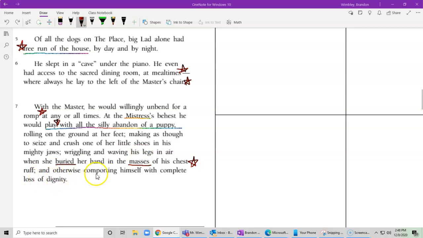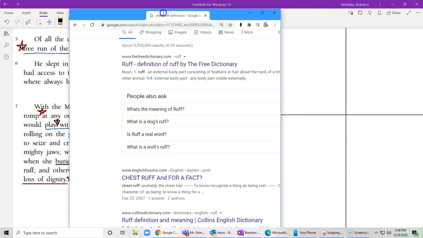And otherwise comporting himself with complete loss of dignity. So loss of dignity means he doesn't care what he's looking like or how he's acting because he has so much more fun. Now, this word, comporting, I'm not sure if I know that word. So we're going to look it up.